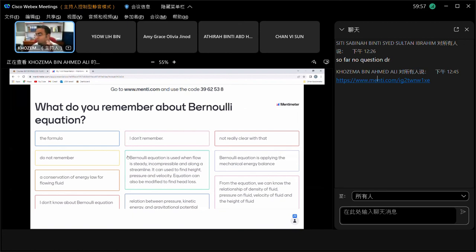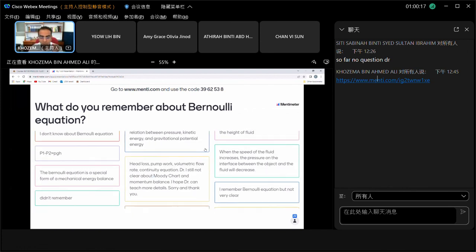Okay, if let's say we don't understand, or we don't remember, or we don't know, then we know that we have to work harder, right? Because we want to achieve the objective that we set for today's class. At the end of the class, everybody must understand and be able to apply the Bernoulli equation.